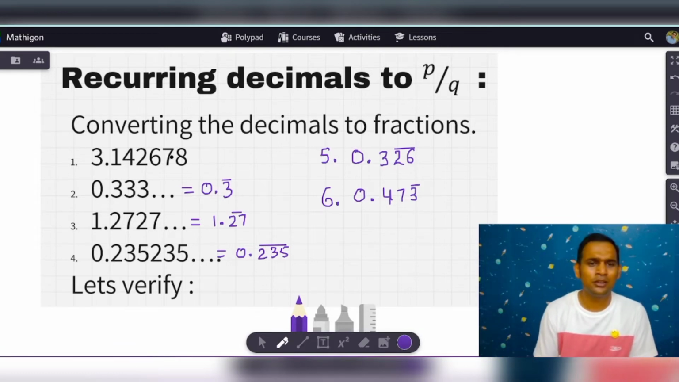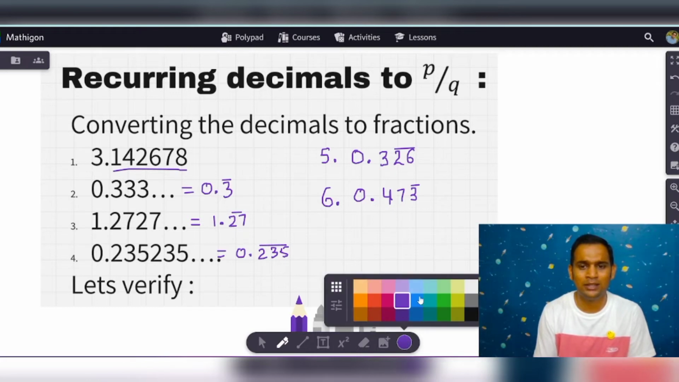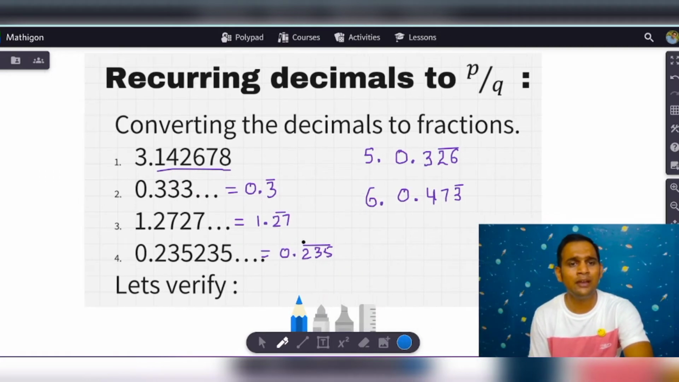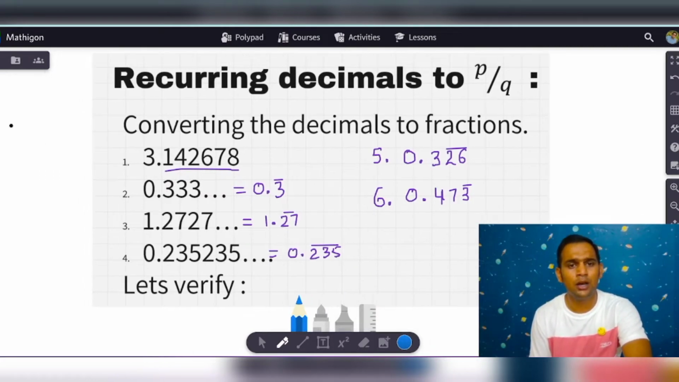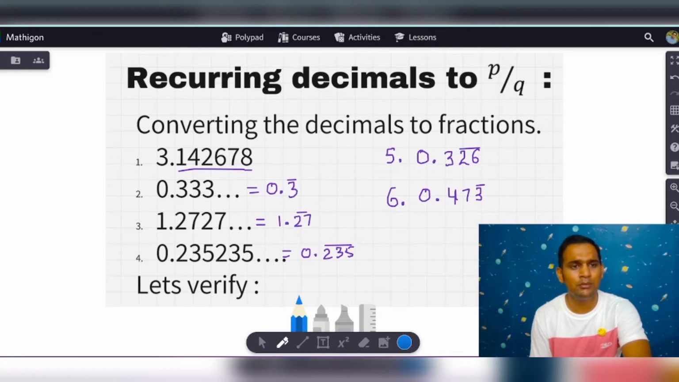Before that, there is one example of terminating decimals, and this one is easier, that's why I have taken only one example. Suppose I have 3.142678. So what do we have to do? We have to move this decimal point towards the end. Whenever we move the decimal point towards the right side, I know you are very much clear with that.